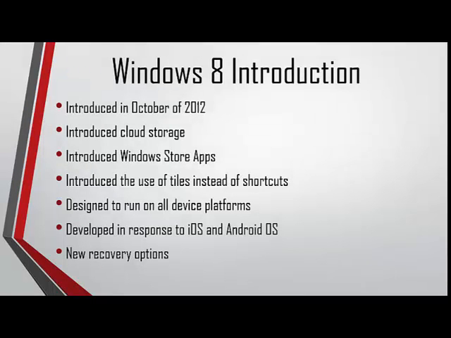In October of 2012, Windows 8 was released to the public and offered a very different platform from its Windows 7 predecessor. Many of the changes include more effective internal antivirus software, cloud storage, formerly known as SkyDrive, now known as OneDrive, Windows Store apps, the introduction of tiles instead of shortcuts, and near-field communication, which allows devices to wirelessly communicate with each other and transfer files without any type of cables.